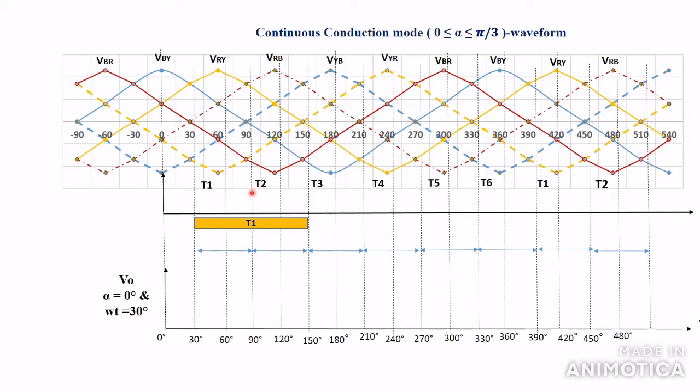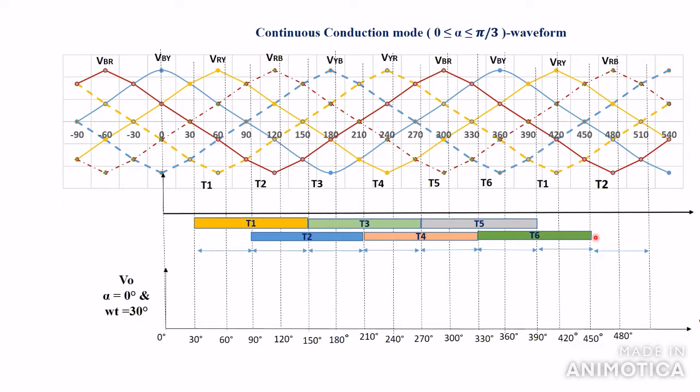Now after 60 degree, that is at 90 degree, T2 will be triggered. So T2 will be conducting till 210. Then T3 will be triggered at 150, so it will conduct till 270. After T3, T4 will be triggered. T4 is triggered at 210, so it will be conducting till 330. After T4, T5 is triggered at 270, so it will be conducting till 390. After T5, T6 will be triggered. T6 is triggered at 330 and it will continue till 450.